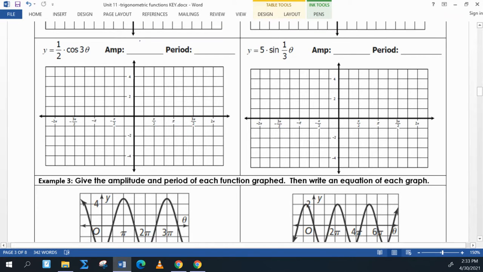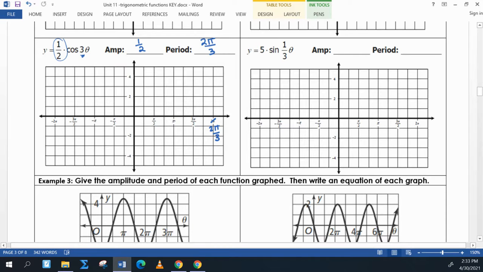What's my amplitude here? Amplitude is just 1/2. So it's, again, just your A value. And then the period right here is a fun one. So notice my B is 3. So the period is 2 pi over 3. Okay, we're just going to make this period, instead of 2 pi, 2 pi over 3.